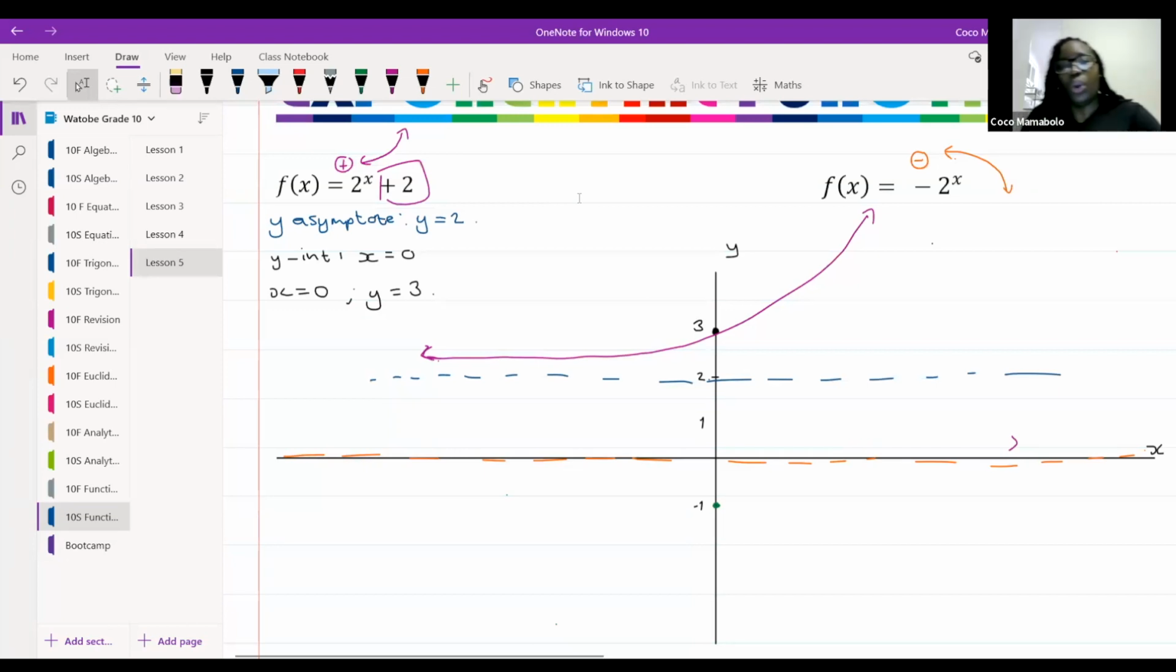Okay, so when we draw this graph over here, we're going to get that line over there. Because my graph is positive, it will increase. Now, if I go to this graph over here, guys, negative 2 to the power of x plus 2, what is my y asymptote? My y asymptote is at y is equal to 2. Now tell me about my y-intercept, where x is equal to 0. What will y be equal to?